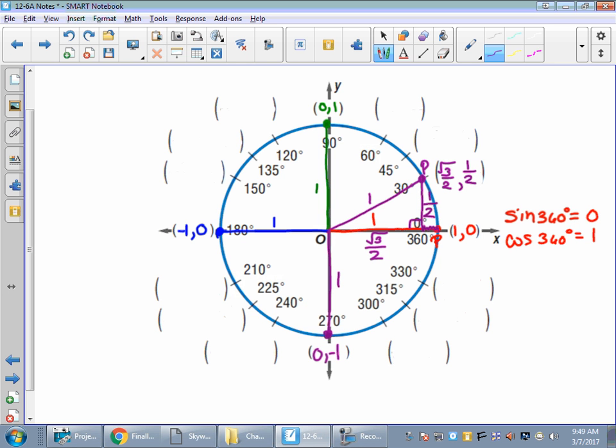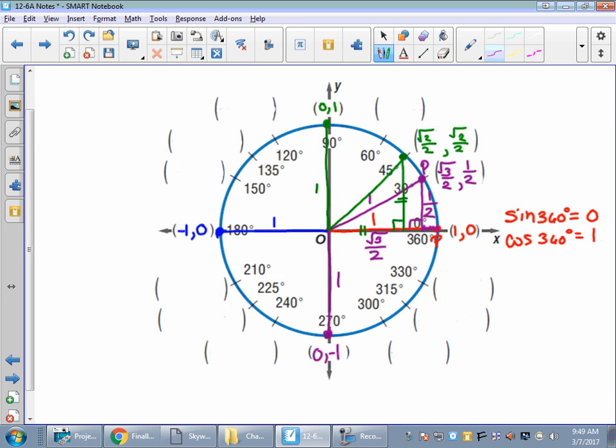If I go up to 45 degrees, the sine and cosine are both the square root of 2 over 2. And that's just under 0.8. I think it's like 0.6 something. So it's a little bit bigger than a half, but not quite as big as the square root of 3 over 2. And that makes these two equal. So you'd have the square root of 2 over 2 and the square root of 2 over 2.